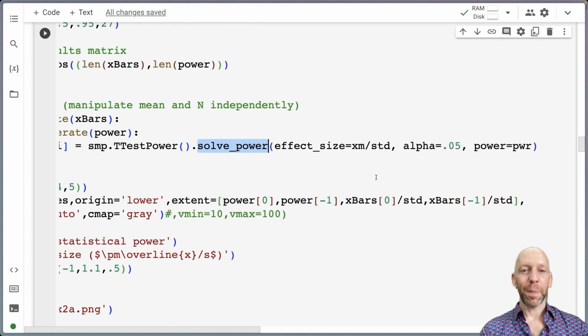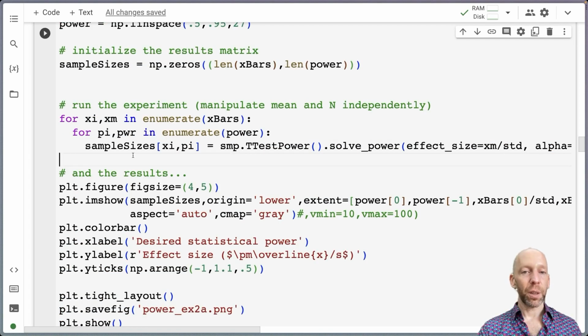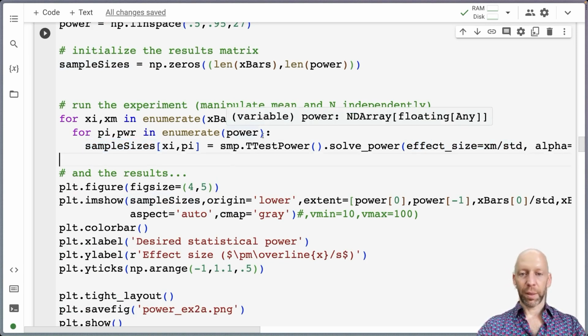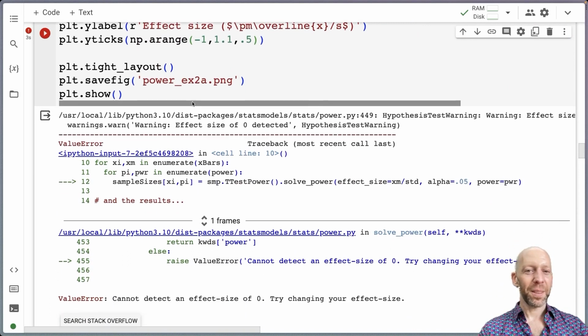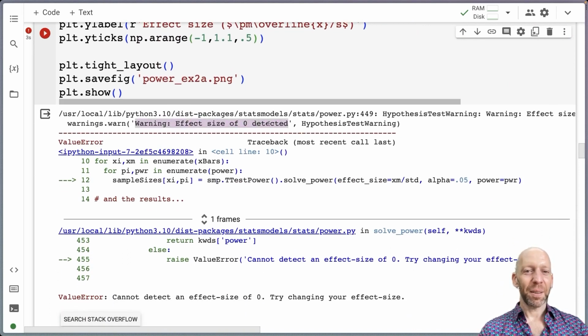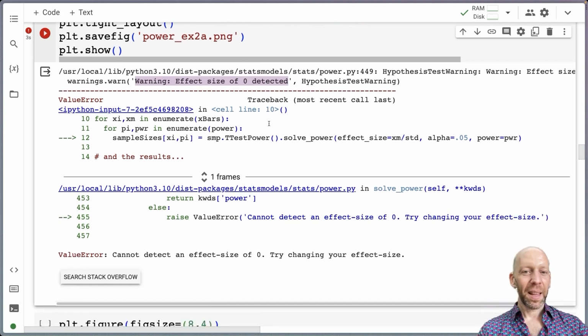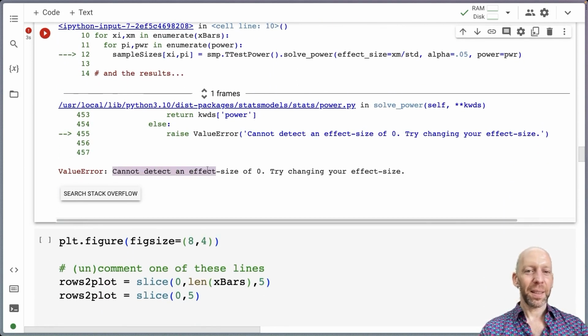So we input the effect size, we input the required power, the statistical power that we want, and of course the alpha, and this function will return the required sample size to get that level of power given this effect size. Okay, so let's run this code, and we already know that there's going to be a problem here. There's going to be an error. Okay, so the error is effect size of 0 detected. And then we see some more information. Cannot detect an effect size of 0. Try changing your effect size.